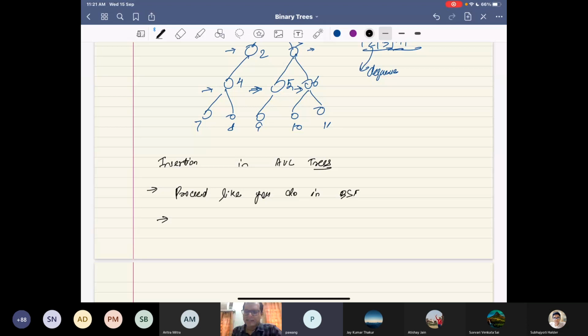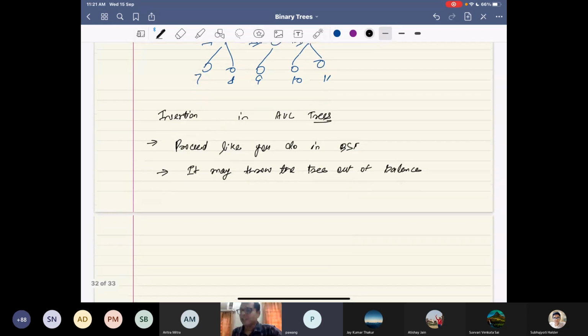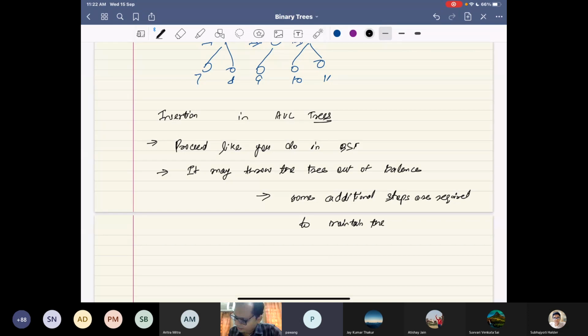While you are doing that, it may happen that your tree comes out of balance. So it may throw the tree out of balance. In that case, when the tree is thrown out of balance, you have to do something additional. Some additional steps are required to maintain the ideal property. And now we have to see what those are. So let's see some examples of insertion.